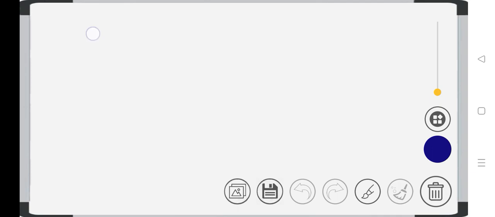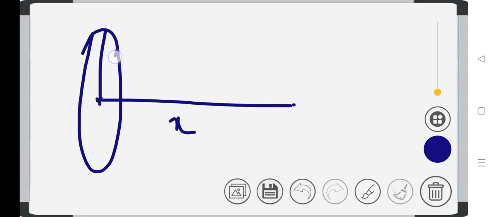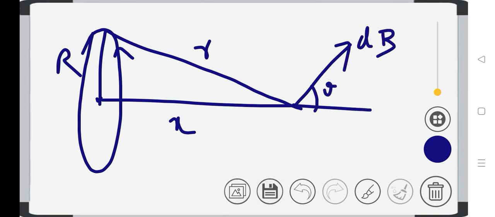Then after that we had learned what's the magnetic field at a distance x from a circular current carrying loop. This is r, the radius of the loop, and this distance is r, and we have to find this dB and this angle is theta. So geometrically this angle again is theta. We have to find dB cos theta actually, that is the magnetic field acting along the axis of the circular loop.